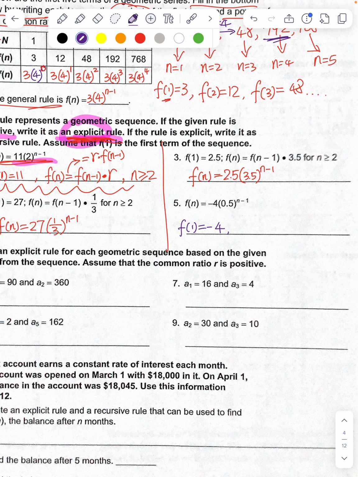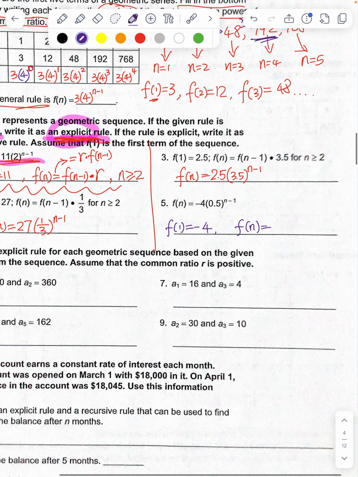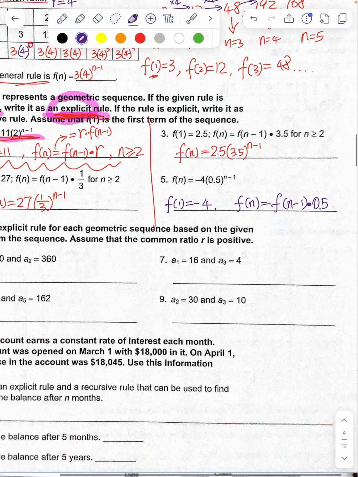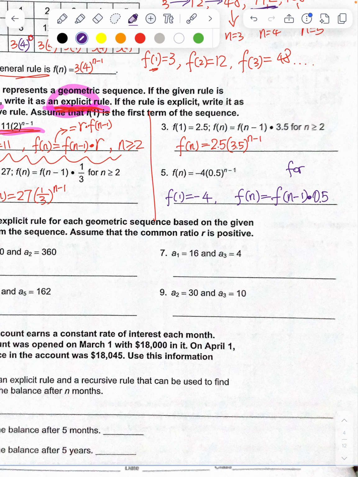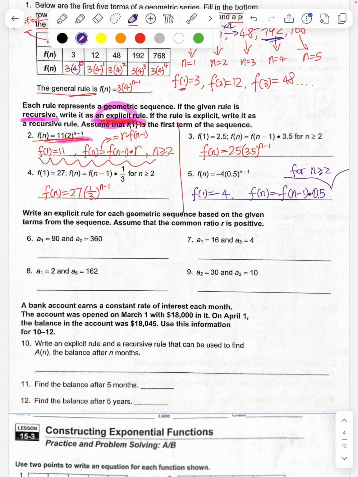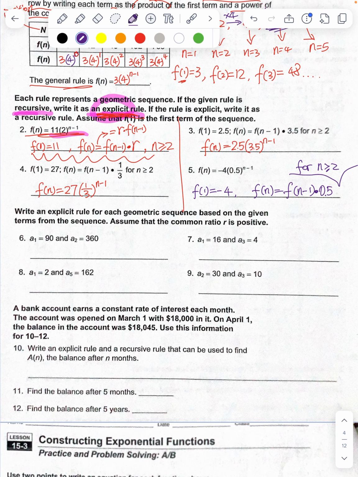Now I need to write out the second equation. So any term equal to the previous term multiply the common ratio. The common ratio is 0.5. And then I have to write for n greater than or equal to 2. I run out of room, so put it at the end. This is number 5. Number 6. Let's try number 6.